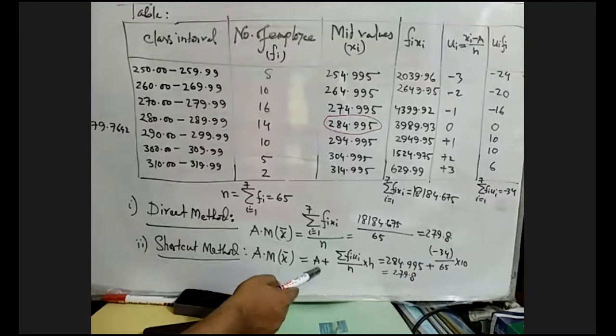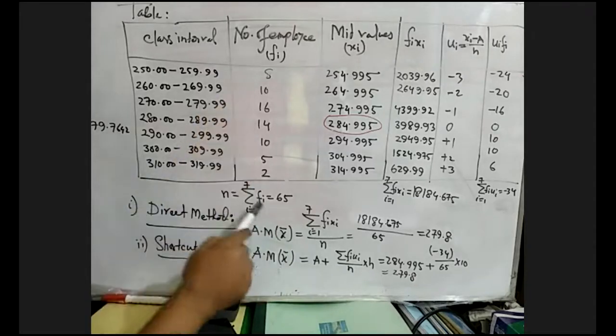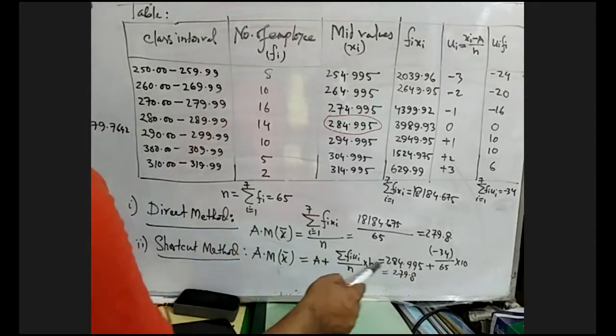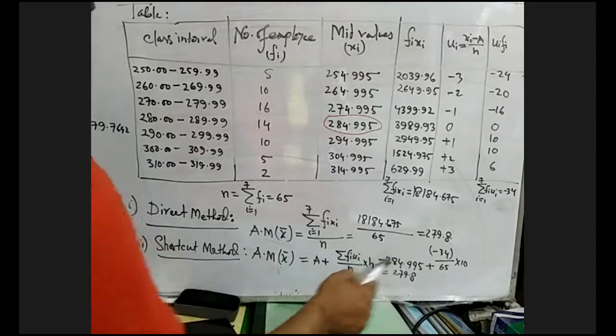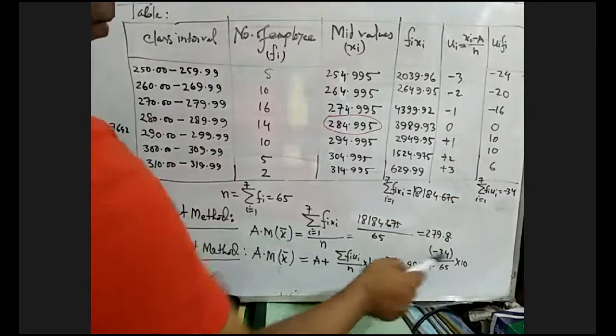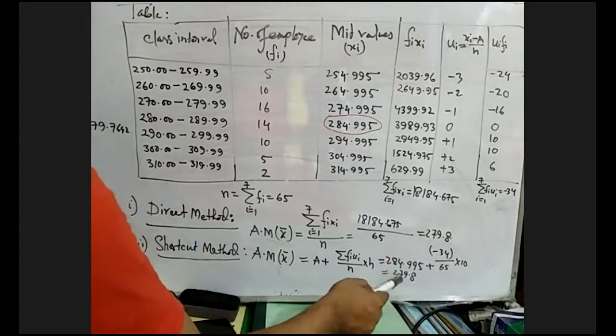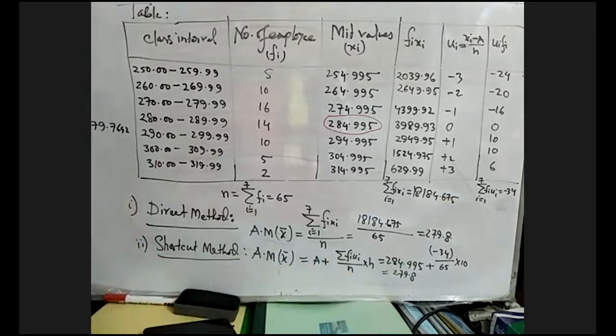And the shortcut method, we can apply the shortcut method. Mean will be the assumed mean plus summation fiui divided by n multiplied by h, where n means the total number of employees or frequency. Just putting these values, minus 34, and n equals 65, and h is the length of the class interval, 10. After simplifying this, we get 279.8. This is the actual required mean of the given class interval.